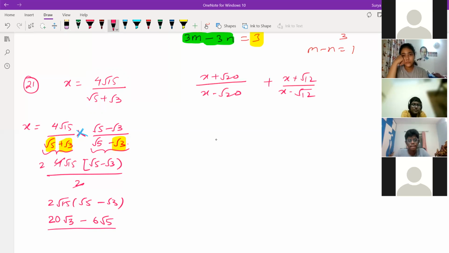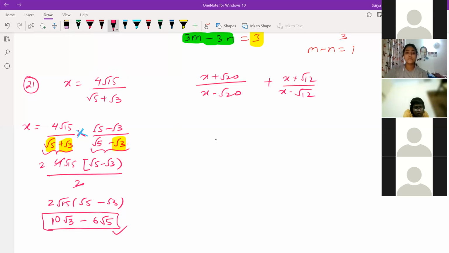So we'll get it, should be 10 root 3, right? We'll take 5 common. Yes, 10 root 3. So we'll get here 10 root 3 minus 6 root 5. Is this clear to everyone? Yes, sir. Okay. Yes, this is going longer.